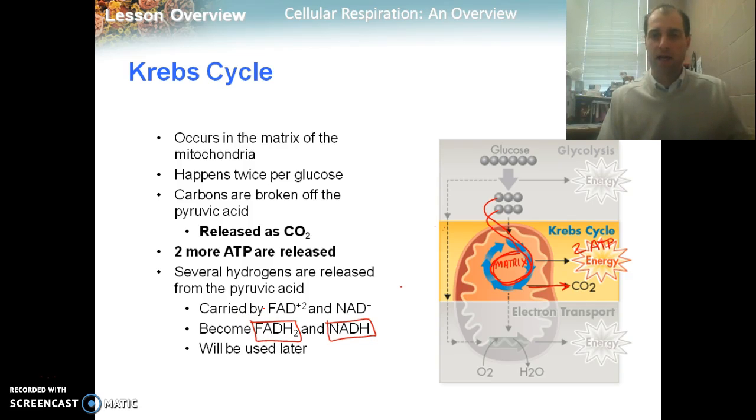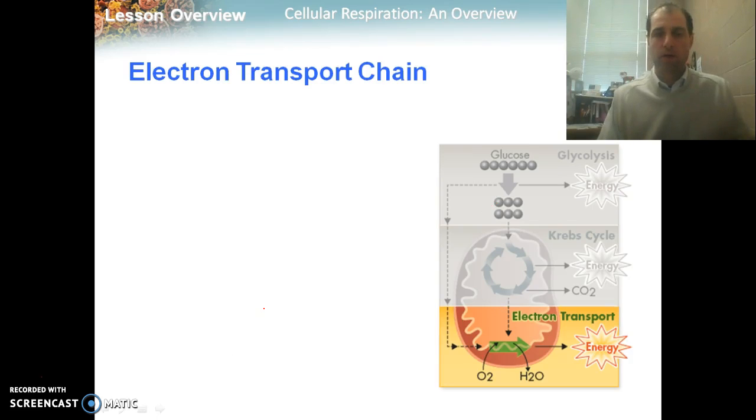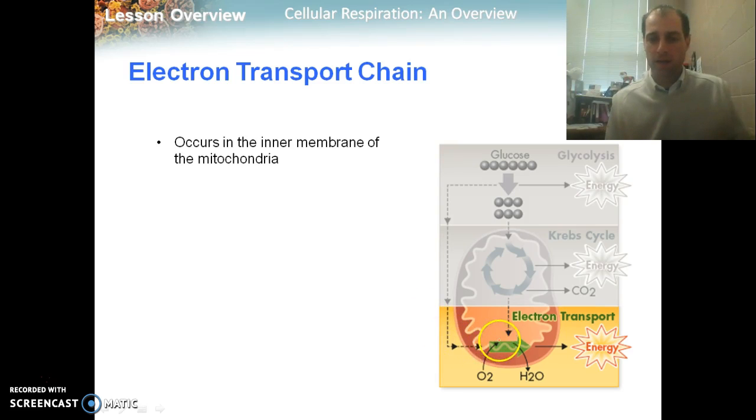So we had glycolysis in the cytoplasm, the Krebs cycle, which takes place in the matrix of the mitochondria, and now we're going to go to the electron transport chain. And the electron transport chain is going to take place on the inner membrane of the mitochondria. That's why we want a big surface area here, so that we can have several electron transport chains in the same mitochondria.